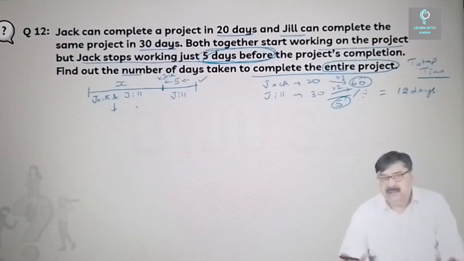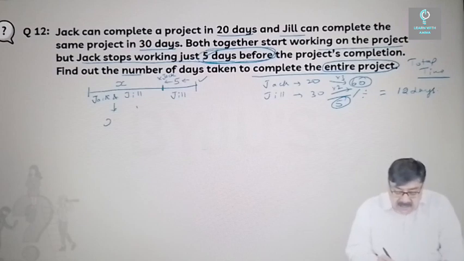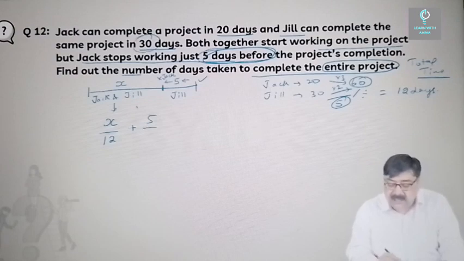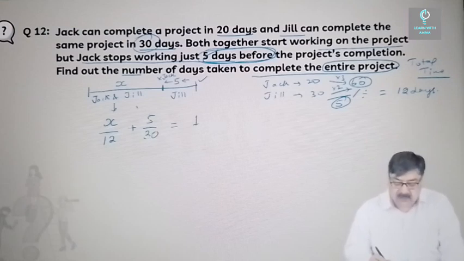But Jack and Jill, they work together only for X days. So X days work of Jack and Jill is X by 12 plus 5 days work of Jill. Jill can complete the project in 30 days, so 5-day work is 5 by 30. This cancels, so we get 1 by 6. So now you know X by 12 is equal to 1 by 6.